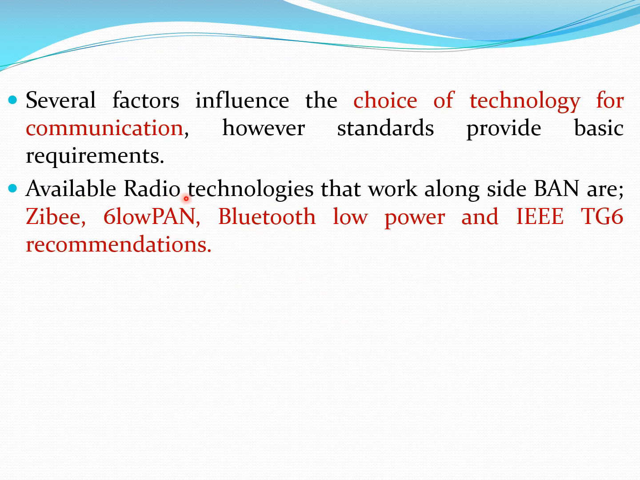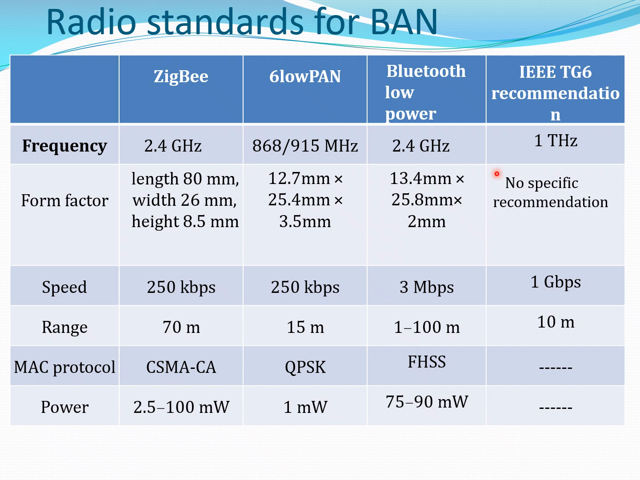Now the available radio technologies that work along with the BAN are Zigbee, 6-LoWPAN, Bluetooth low power, and IEEE TG6 recommendations. Now a comparison table of radio standards for BAN is shown here, where the various factors used for comparison are frequency, form factor, speed, range, what MAC protocol is used, and the power.